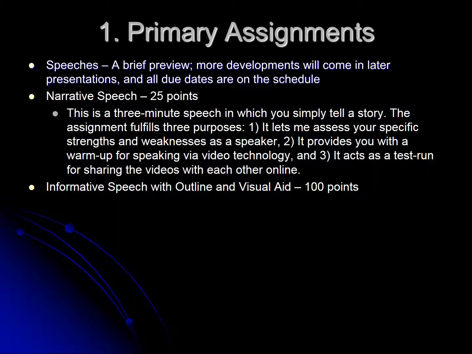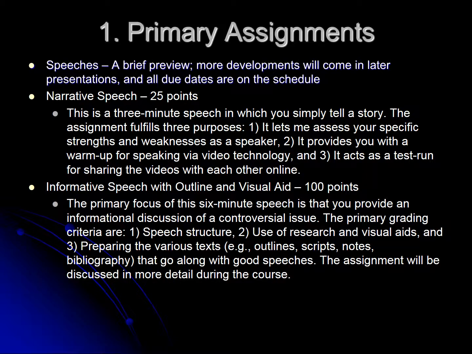Speaking of big points, the first major speech then is the informative speech, which includes an outline and a visual aid. We'll talk more about how to do visual aids in a bit. This speech is worth 100 points. The focus of the 6-minute speech is that you provide an informational discussion of a controversial issue. Now here's what I mean by that.